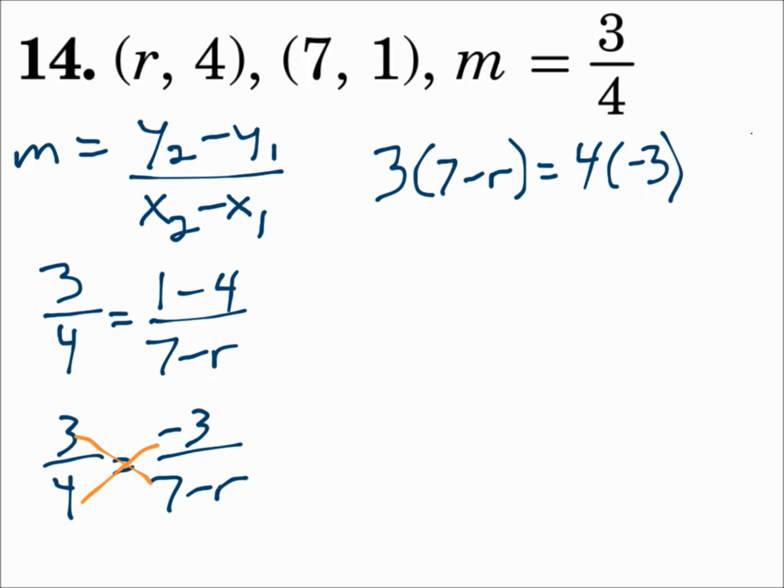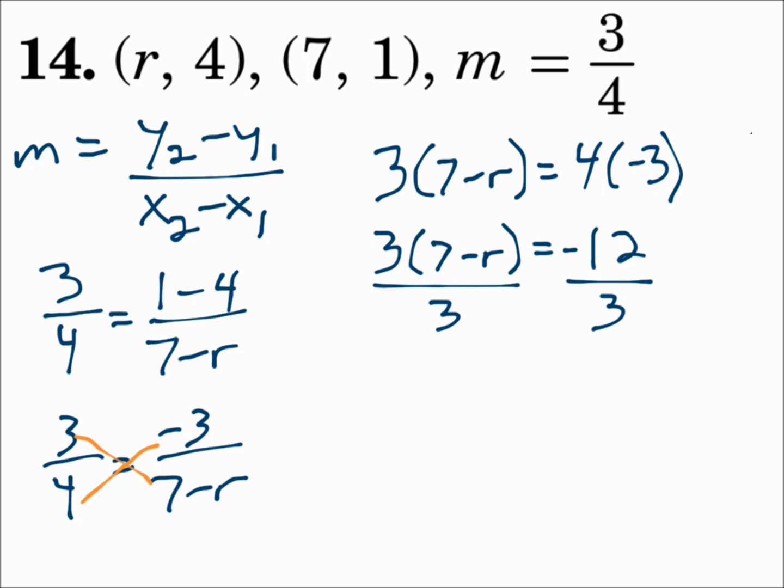Make sure you put 7 minus r in parentheses, because it's 3 times that whole thing. And don't do the distributive property. We're going to save a step there. 4 times negative 3 is negative 12. And then remember, since it's 3 times that whole chunk where the r is, do the opposite and divide both sides by that 3. 3 divided by 3 on the left is 1. And 1 times all that is just 7 minus r, because the 3's cancel. Negative 12 divided by 3 is negative 4.